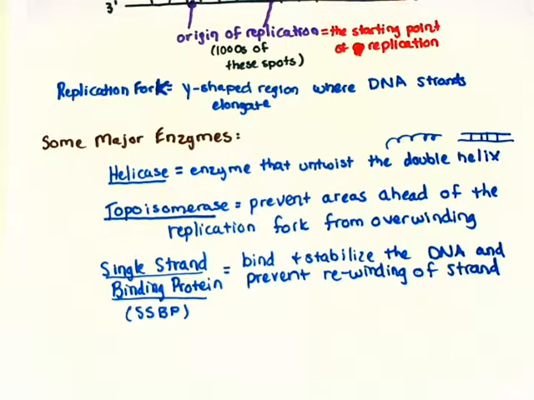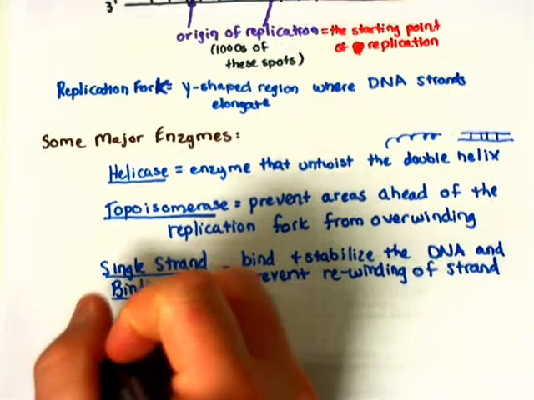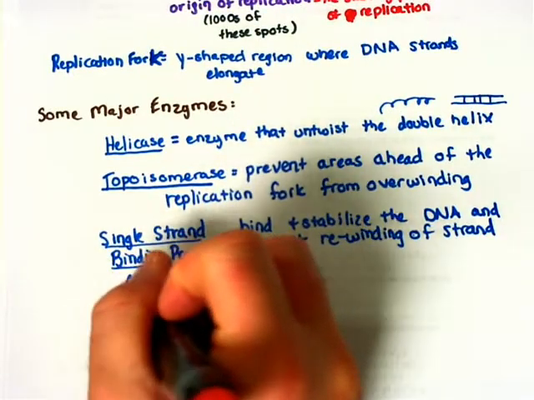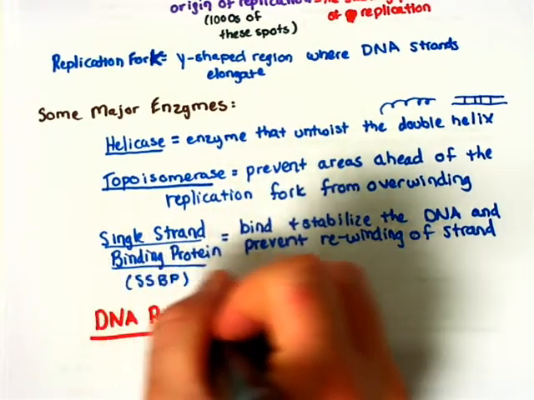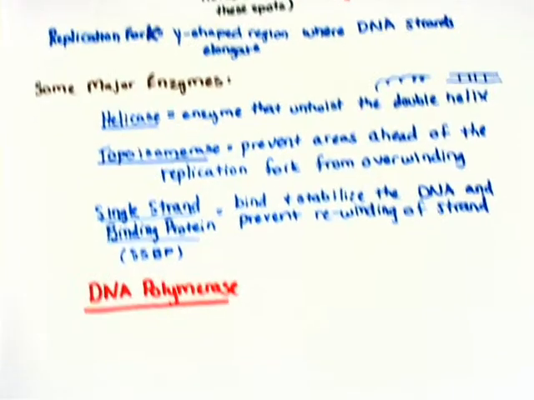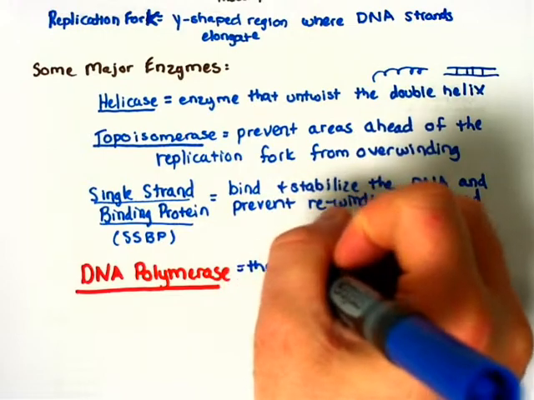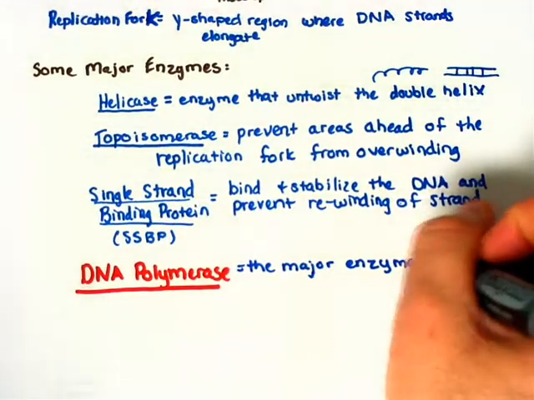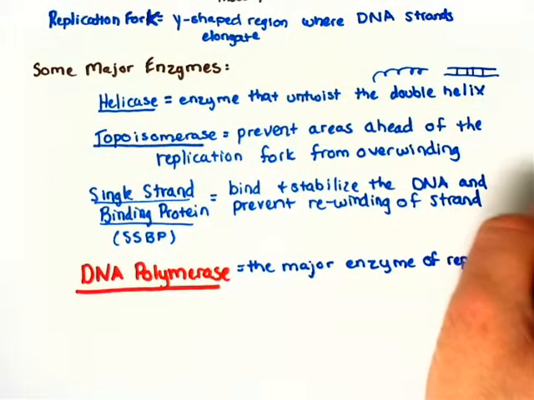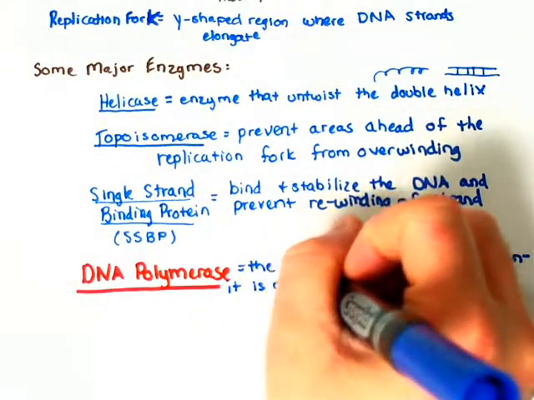Okay, so let's talk about some major issues with some of our other major enzymes. And probably the ultimate enzyme for today that you would want to leave with for sure is the enzyme named DNA polymerase. This is the major enzyme of replication. It is responsible for adding new bases or new nucleotides.